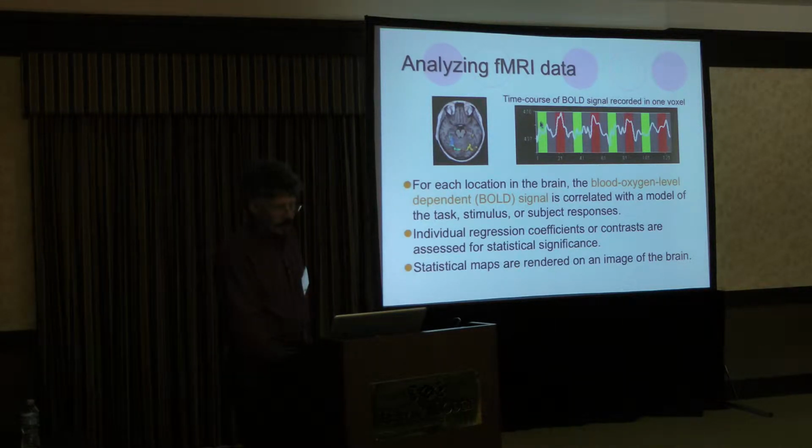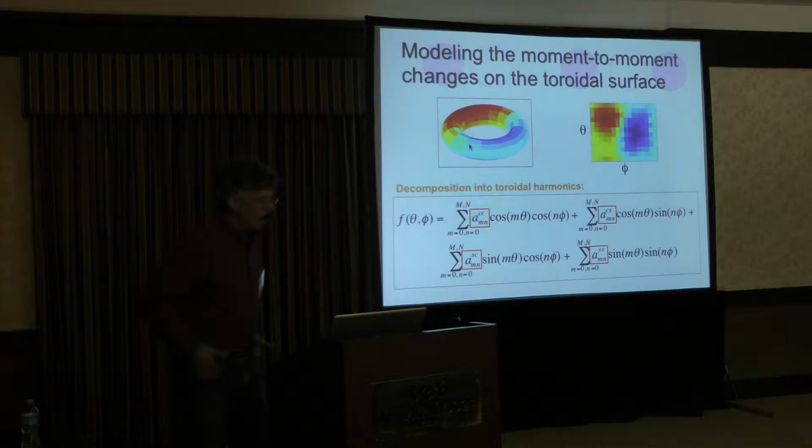Basically what you do is you measure that signal, just schematized here for one little point in the brain, or one voxel. And then the name of the game is to correlate a model of either the task or the stimulus or the subject responses, some aspect of the subject's experience, with that signal. And if it's correlated and you do all your statistics and everything, then you start putting these little colored blobs on the brain. So that's fMRI in a nutshell.